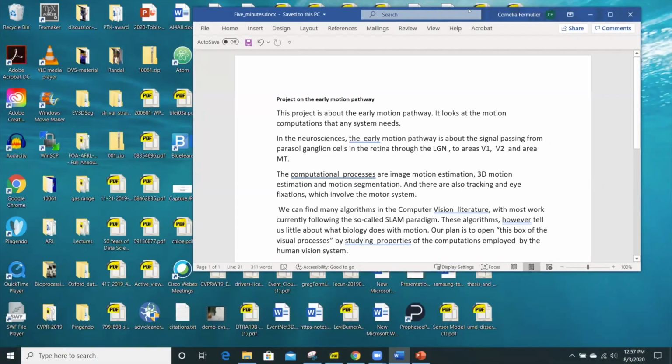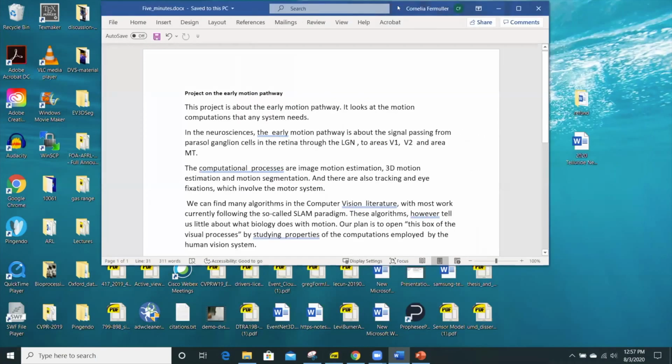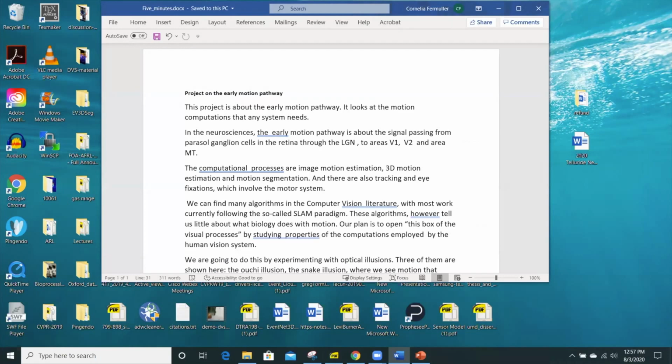So this project is about the early motion pathway. Maybe it comes closest to what Terry said as the challenges in looking at sciences.